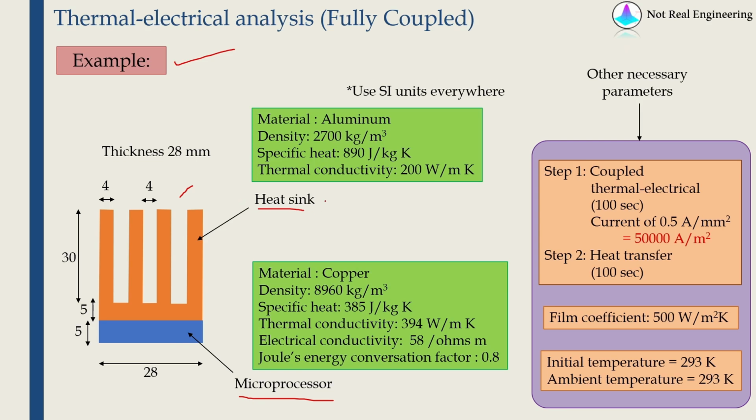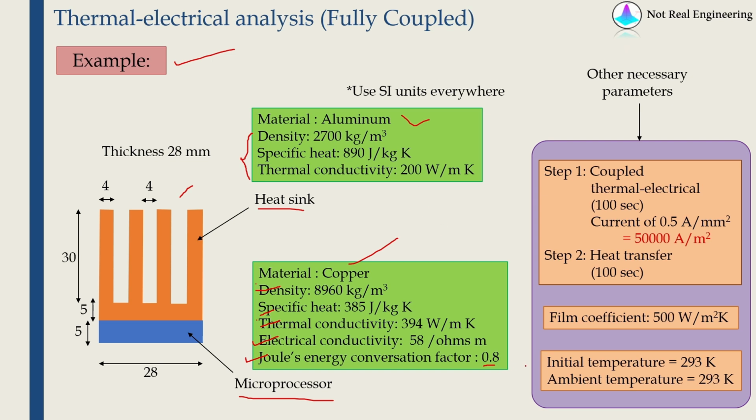Now the material for the heat sink is assumed as aluminium, and these are the three properties of aluminium we will need: density, specific heat, and thermal conductivity. We will not need any electrical properties for aluminium because there is no electric current in aluminium. And the processor material is copper. Again, for copper, we will need density, specific heat, and thermal conductivity. But on top of that, we will also need electrical conductivity and Joule's energy conversion factor. Here, I am assuming that as 0.8. That means 80% of electric energy will get converted to thermal energy.